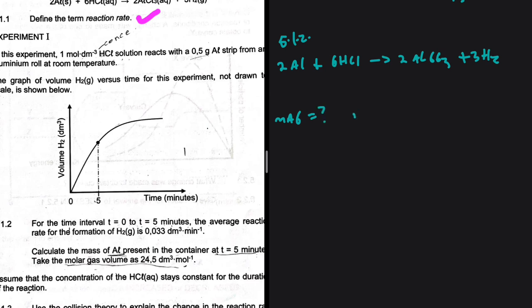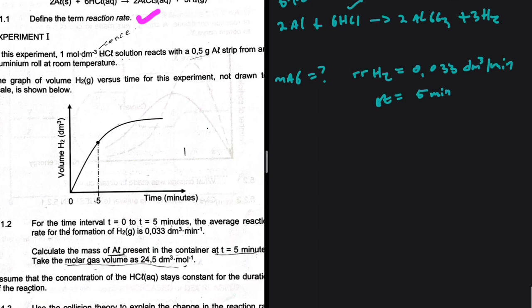What are we given? We are given the rate of reaction of H2, which is 0.033 decimeter cube per minute. The HCl is in excess, so we don't have to worry about that. We can let that one go. And then what else do we have? We have the time, obviously, for the rate of reaction, which is 5 minutes. So we want the mass of aluminium that remains at t equals 5. So these are the steps that we're going to take.